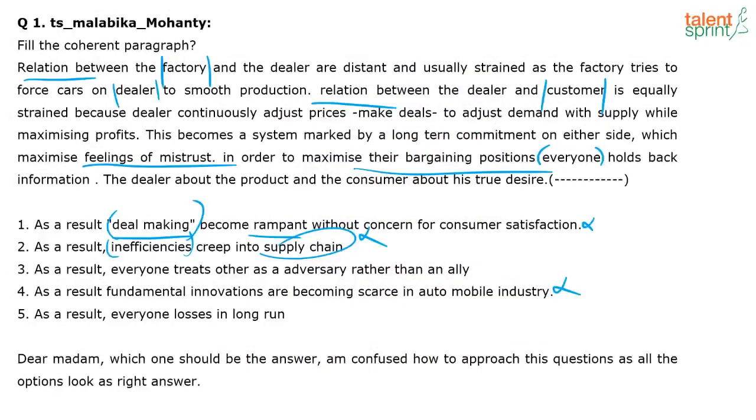5. As a result, everyone loses in the long run. I'm assuming this is a typo here, not losses, loses. Okay, in the context it says everyone treats other as an adversary rather than an ally. You're asking what is the meaning of ally. Your clue phrase is right there in the context. Adversary. I'm assuming you know what adversary is.